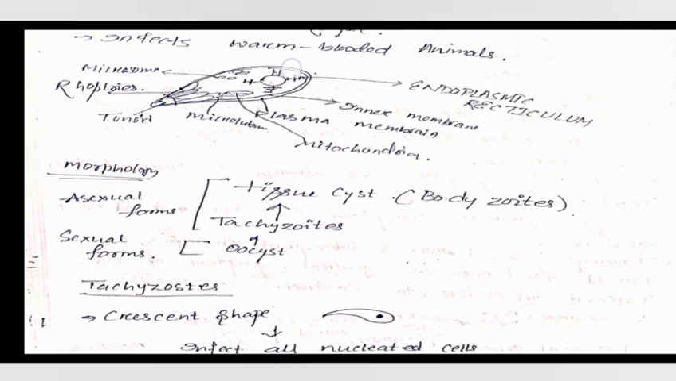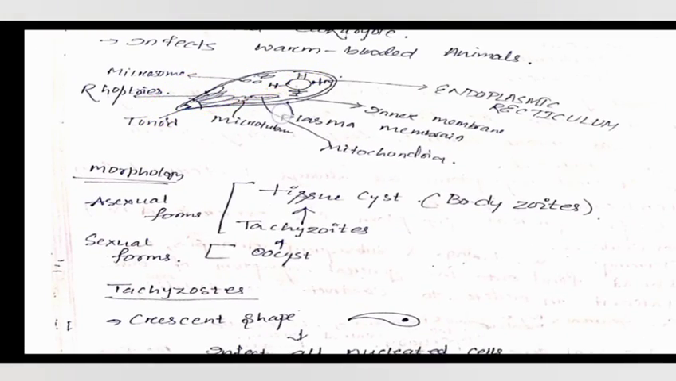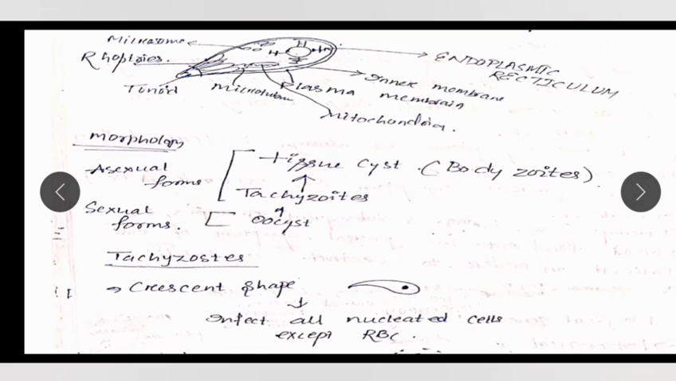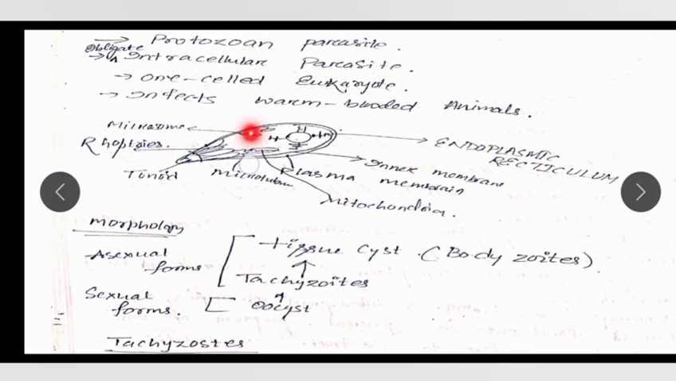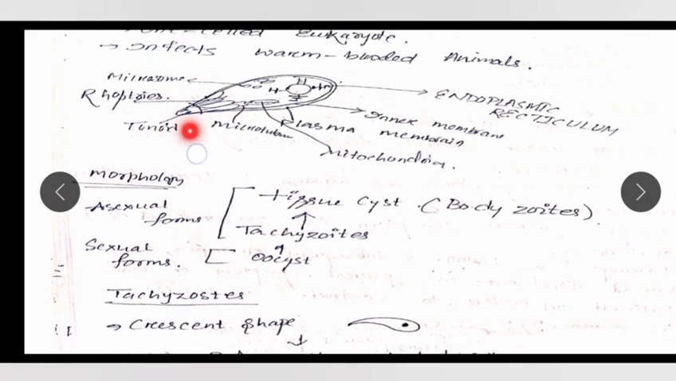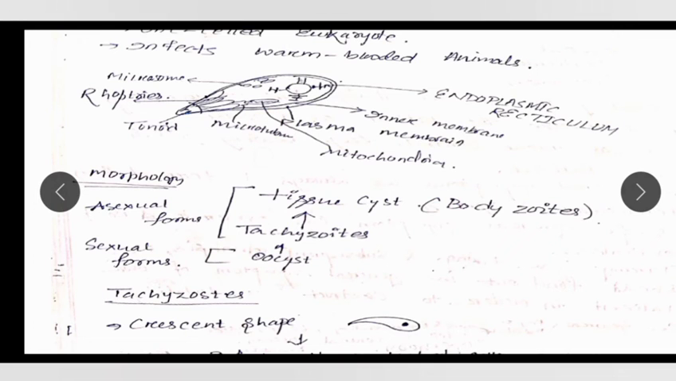You can see this is the structure of Toxoplasma gondii. It contains the endoplasmic reticulum, then an inner membrane and an outer membrane. With this there are micronemes, and in the tail position there is a conoid and rhoptries. Also microtubules and mitochondria are present because it is a eukaryote.